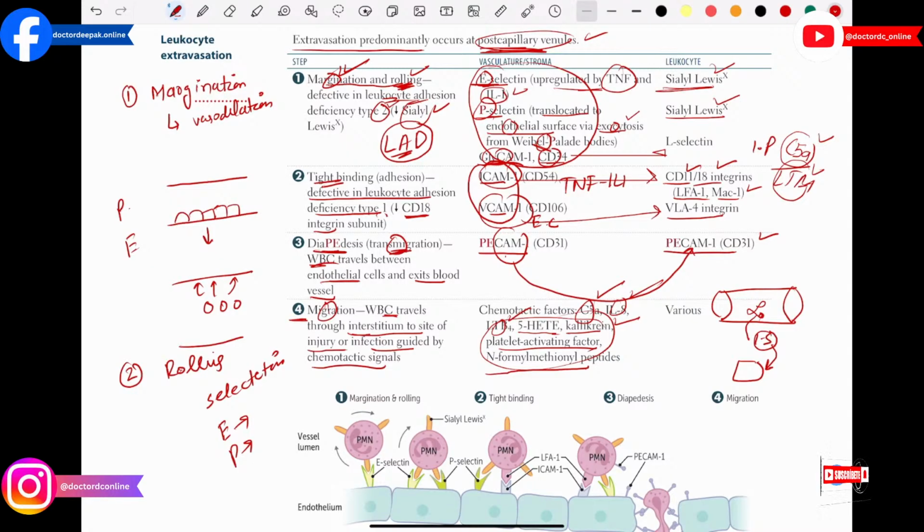And they can also ask a question in the exam, like what are the examples of chemotactic factors. So it's complement protein C5a, interleukin 8, leukotriene B4. So these are the important chemotactic factors which are going to help in migration. So let's try to understand this from this diagram.